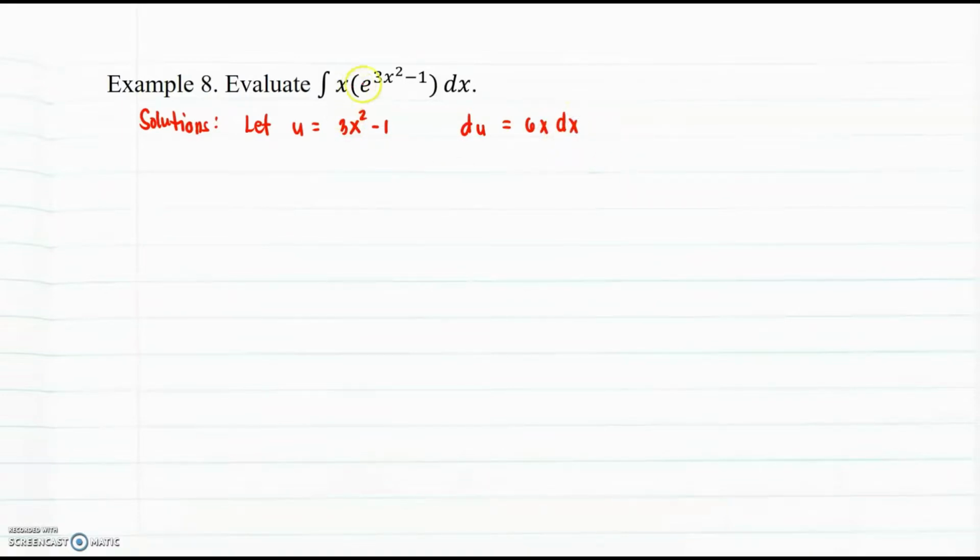Since we notice that our integrand is not written in the form g of x times g prime of x, we need to solve for dx. Solving for dx using du equals 6x dx, dx is just equal to du over 6x. We can use these substitutions now to integrate our given function.